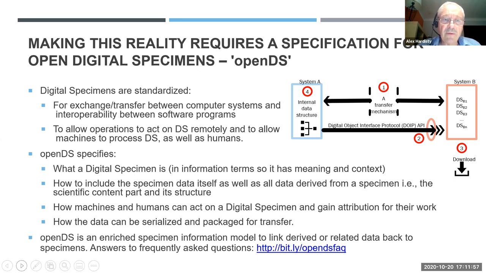An OpenDS will specify what a digital specimen is in terms of information content, so that it has meaning and context. It specifies how to include the specimen data itself, as well as all data derived from a specimen, i.e. the scientific content and its structure. It specifies how machines and humans can act on a digital specimen and gain attribution for their work, and how the data can be serialized and packaged for transfer across the network. OpenDS is an enriched specimen information model that links derived or related data back to the physical specimens.